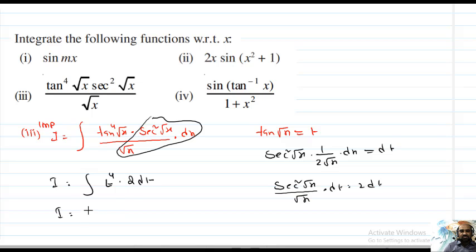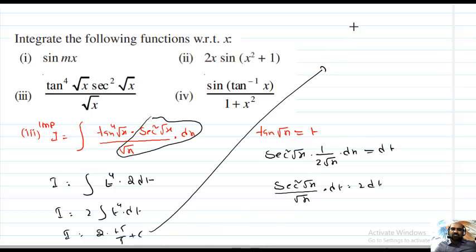So I equals 2 into the integral of t power 4 dt. So what is this? I equals 2 into t power 5 by 5 plus c. Now I am completing. Observe, I equals 2 by 5 into t, which means tan root x power 5 plus c.